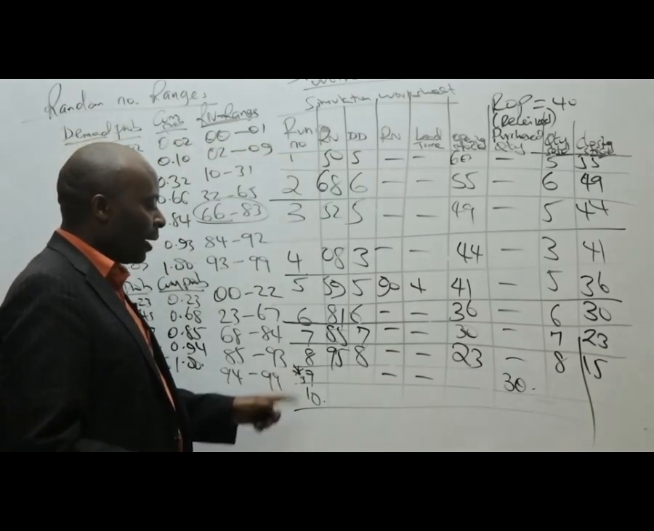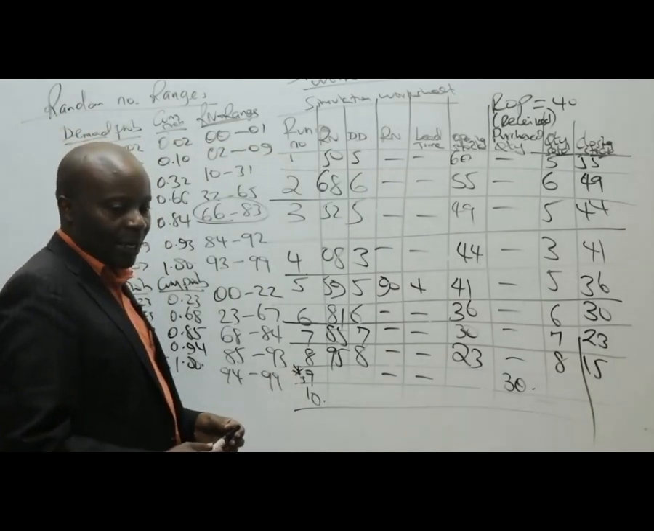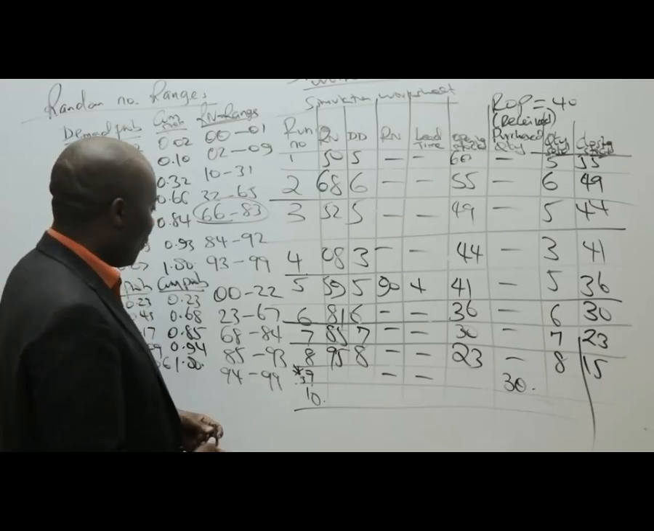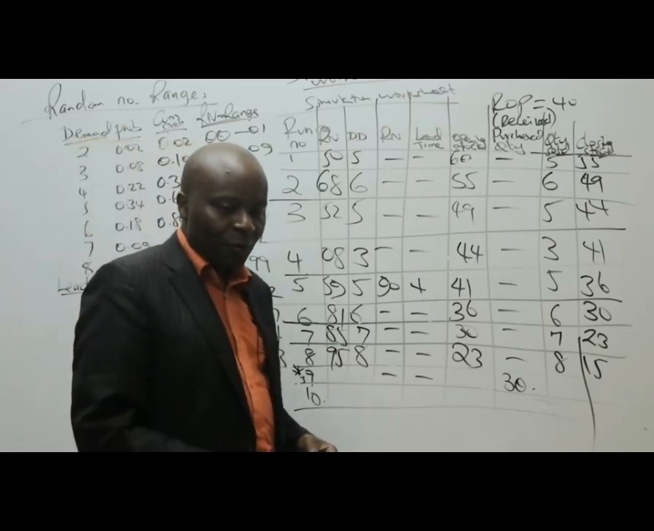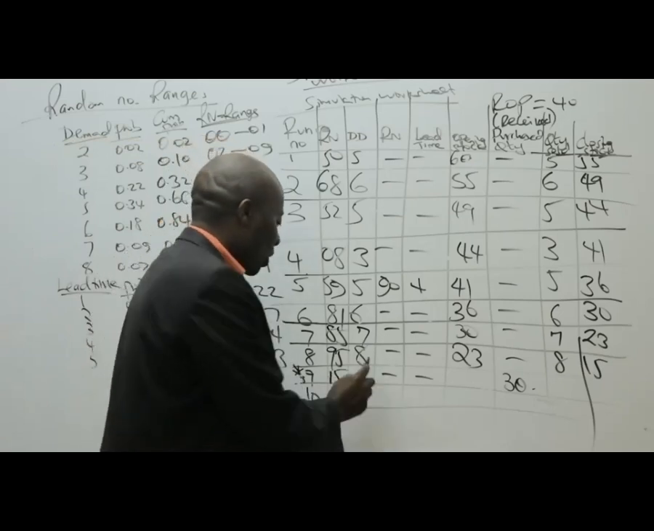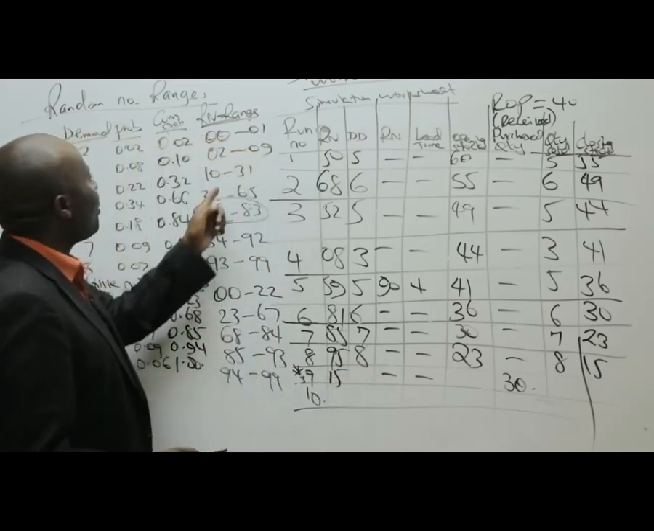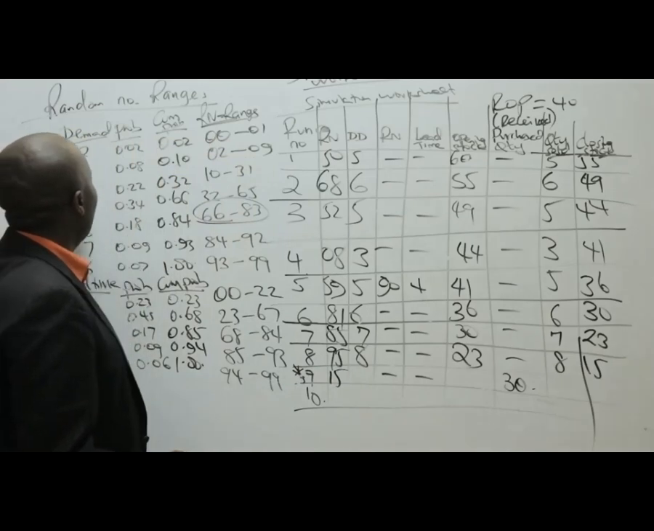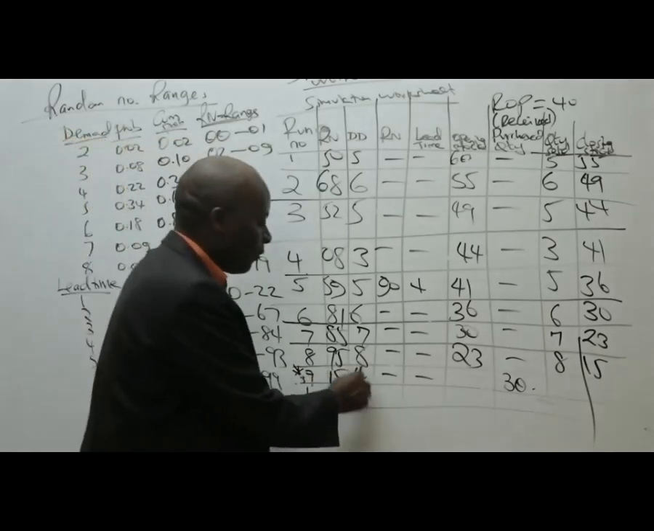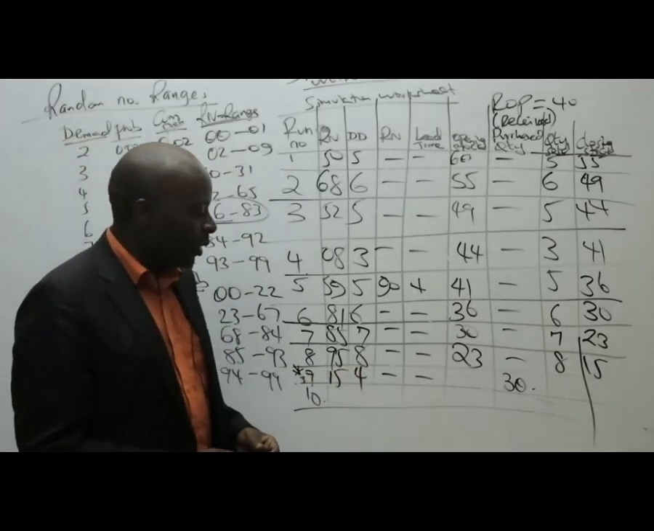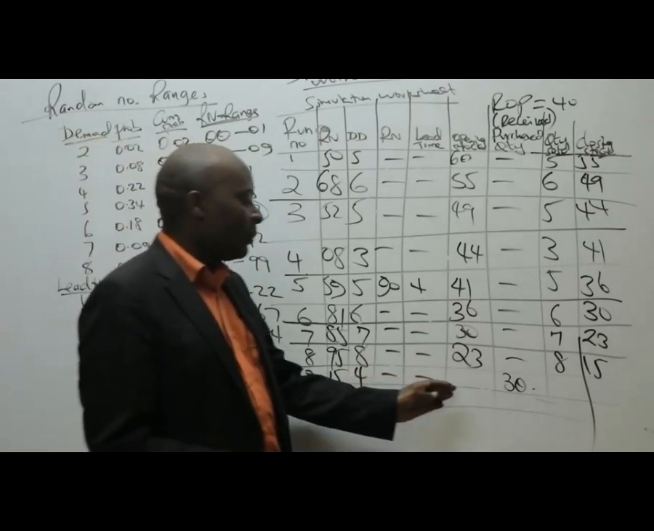What is the next random number given here? 15. Thank you very much. So random number 15 corresponds to what demand? This corresponds to a demand of 4. So in this case, nothing much really.